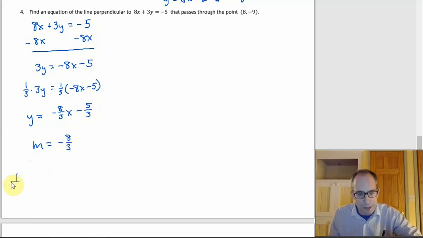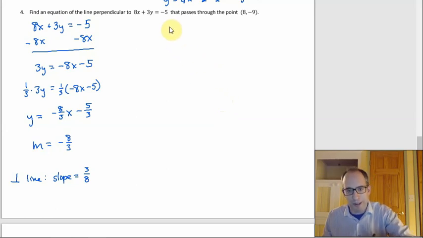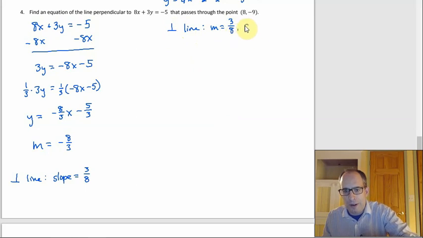So then for a perpendicular line, the slope should be equal to 3/8, right? Negative reciprocal of -8/3. So to get our perpendicular line, I'll set this one up the same way I set the last one up. We know the slope is going to be 3/8, and then our point is going to be 8, -9.